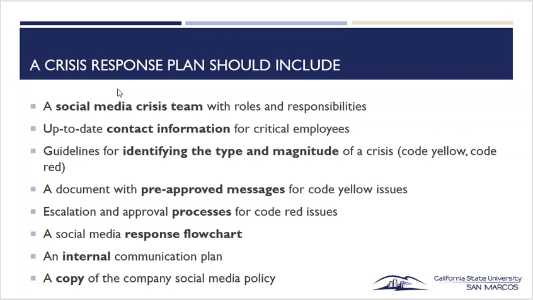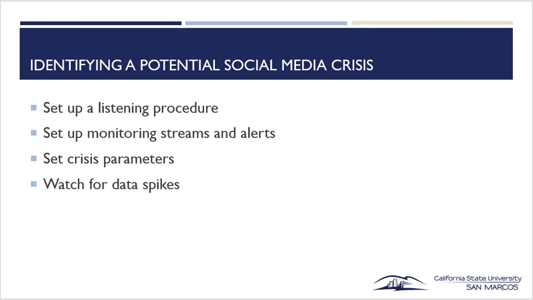What if you work at a restaurant or a bar and there was an incident at the restaurant or bar and it got posted all over social media and it happened like 8 o'clock on a Saturday night? You need to make sure that crisis response team is ready to go. So how do you identify a potential social media crisis? Well, you should be following your company's pages. You can set up listening procedures, monitoring streams and alerts, crisis parameters, watch for data spikes. You can see all this in scheduling software such as Hootsuite.